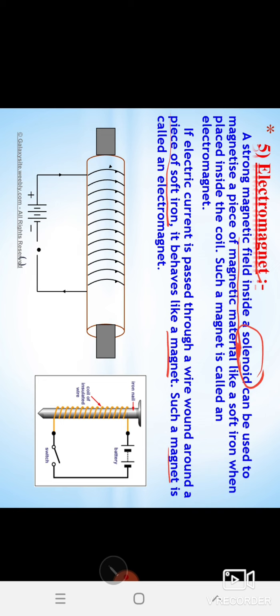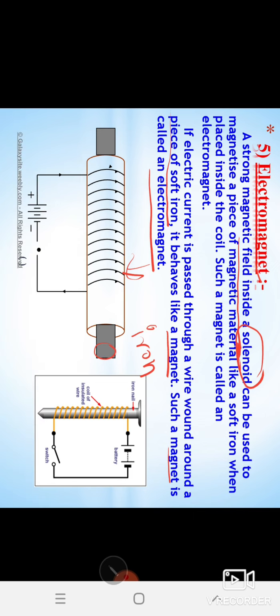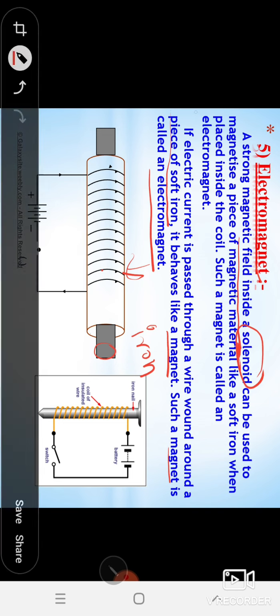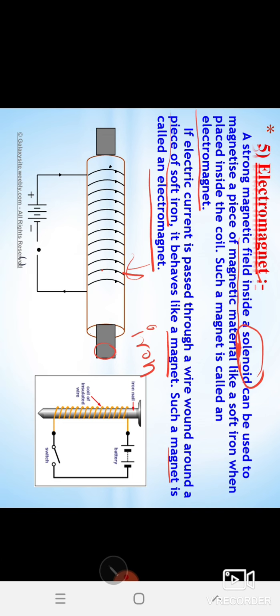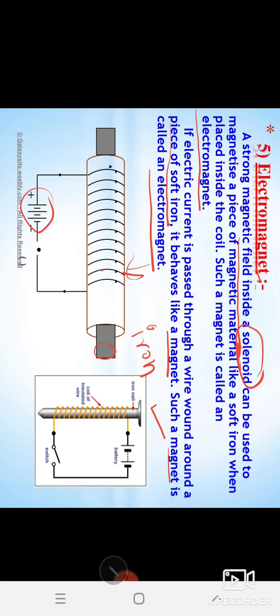Such a magnet is called an electromagnet. Imagine that this is the solenoid and this is a soft iron material. Whenever a soft iron material is placed inside this solenoid, the iron material acts as a magnet, and this magnet is called an electromagnet. That means if an electric current is passed through a wire wound around a piece of iron, it behaves like a magnet. One more example is given here.